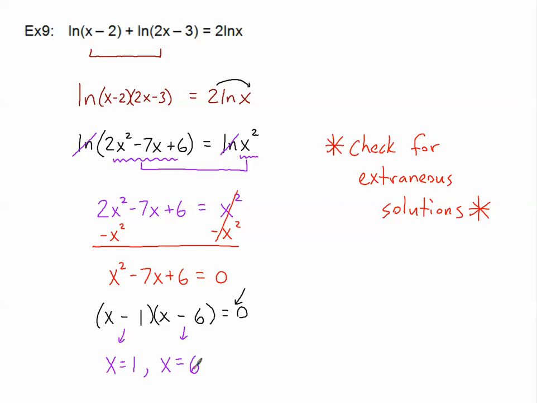So if I plug a 6 into this expression, I'm going to have 6 minus 2. Well, that's nice because that stays positive. If I plug a 6 here, I get 12 minus 3, which is 9. That's nice because that stays positive. If I plug a 6 here, of course, 6 is positive, so there we go. So 6 is a fine solution. But what happens when I plug in a 1? If I plug a 1 into here, 1 minus 2, that's no good. We don't have the natural log of a negative number. This is an extraneous solution. So please be sure to check, especially when you're dealing with logarithmic equations.